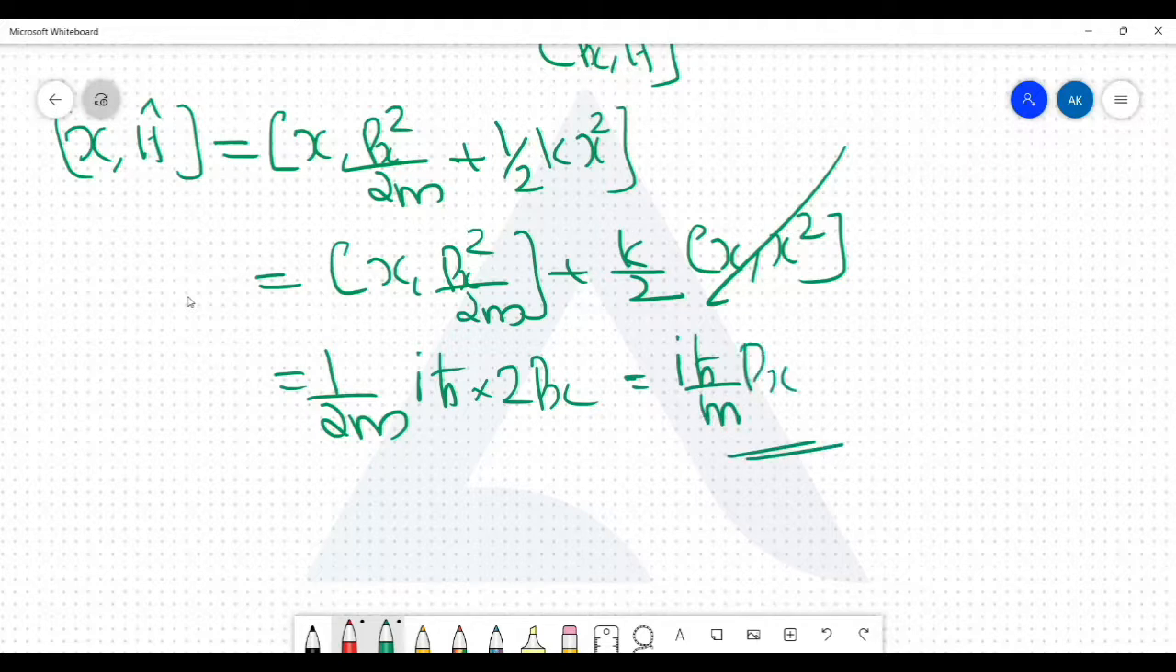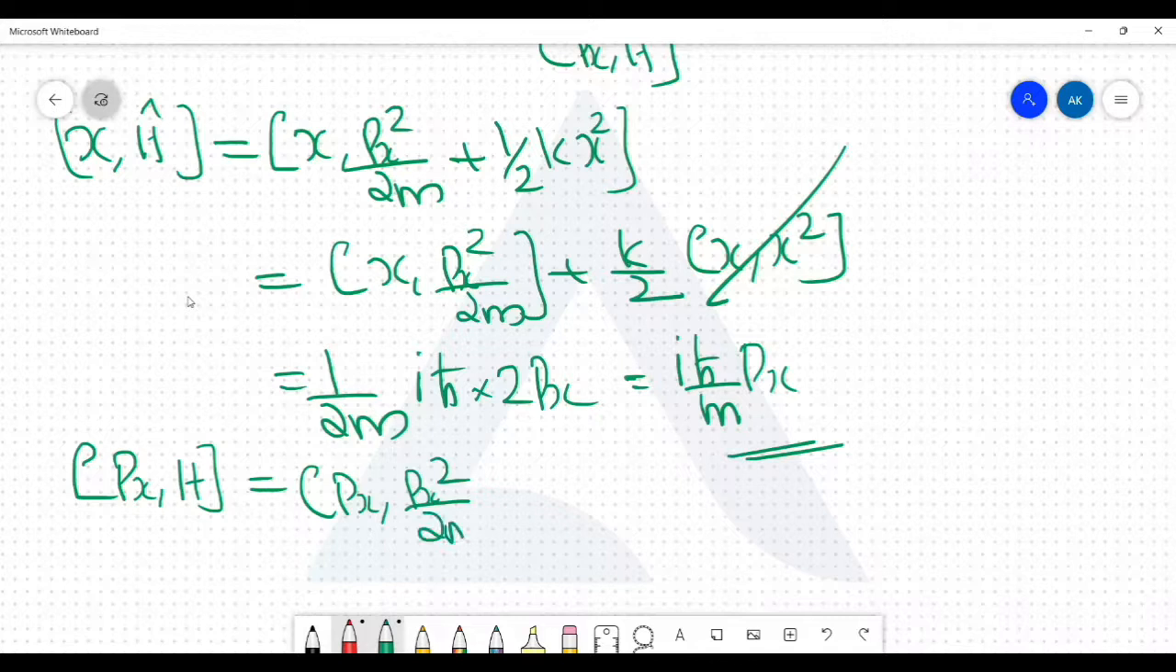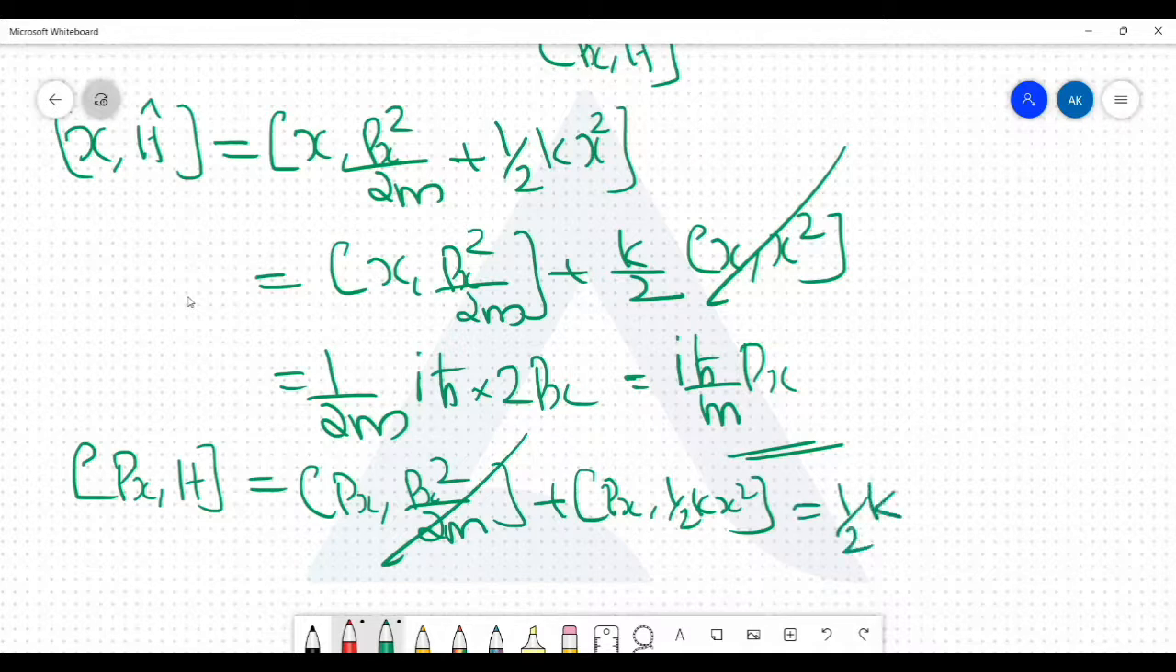Simple. Then what about [px, H]? That will be [px, px²/2m], which is of course 0, plus [px, half kx²]. This term is 0 because px commutes with px². Here you have half k as a constant. px is minus iħ d/dx and the derivative of x² is 2x. And you will have minus iħ kx.